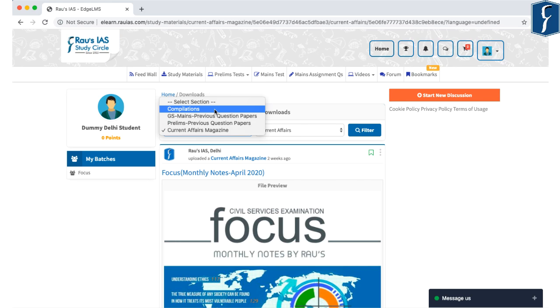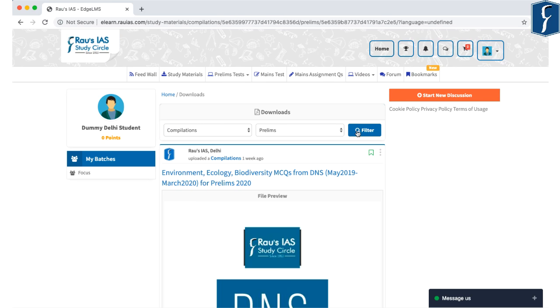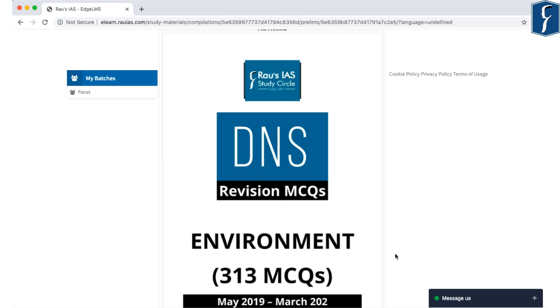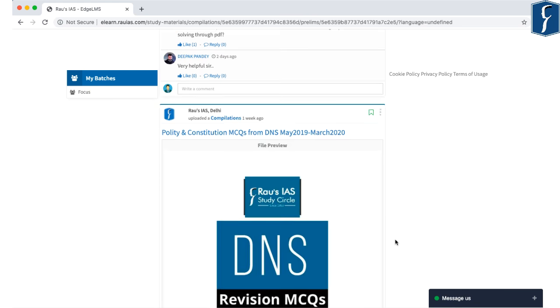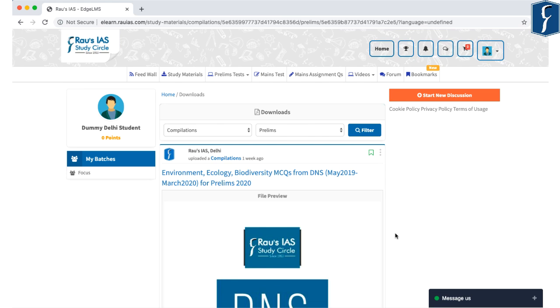Further, in this section, you can also find the compilation section, where when you press the prelims section, you can find that we have provided you all the DNS revision quizzes with respect to different subjects. So please go through the entire platform and these different sections such as feed wall, study material, prelims test, mains assignment, videos, forum, etc. and find for yourself the important materials in terms of compilation, quizzes, magazines, etc. which we require for your UPSC perspective.